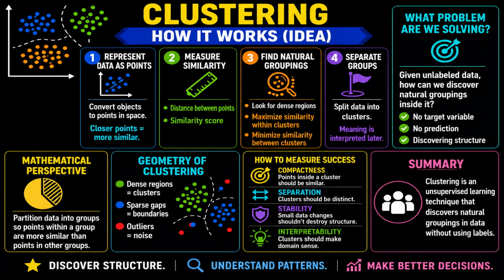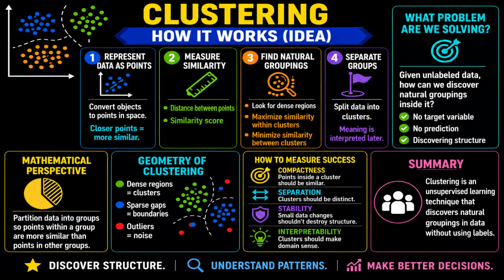So what is the problem we are solving? We are given unlabeled data. How can we discover natural groupings inside it? There is no target variable, there is no prediction. We are just discovering structure. The mathematical perspective is that we are partitioning the data into groups so that points within a group are very similar and across groups are not similar. And the geometry is that the dense regions are the clusters, the sparse gaps are the boundaries, and outliers are the noise.